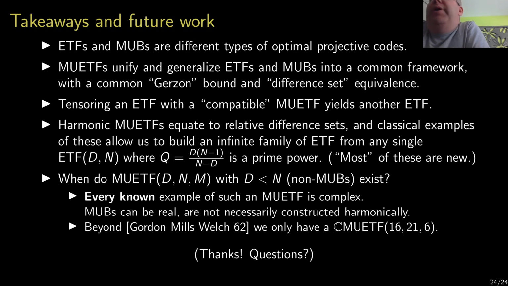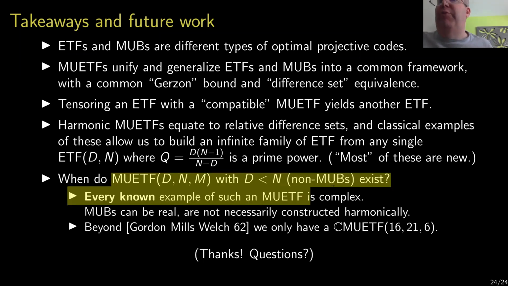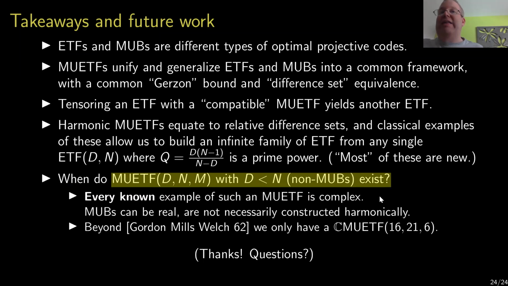So just to sum up, ETFs and MUBs are different types of optimal projective codes, optimal projective packings. You can think about this MUETF idea as a unification and generalization of ETFs and MUBs into a common framework. You get a single Curzon bound, you get a single difference set equivalence. But more importantly, MUETFs give you a way of building ETFs. And that would be academic if we didn't know how to build MUETFs, but we do. We have at least one construction from relative difference sets. I would really like to have more constructions of them, because if we can find more, then we might be able to find new ETFs.